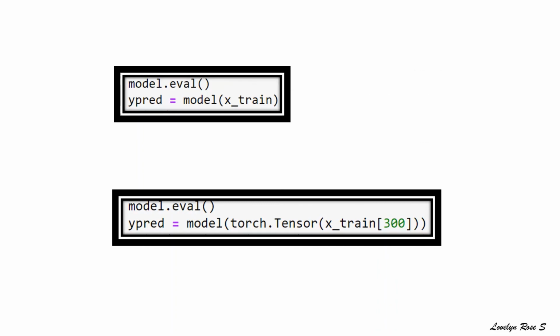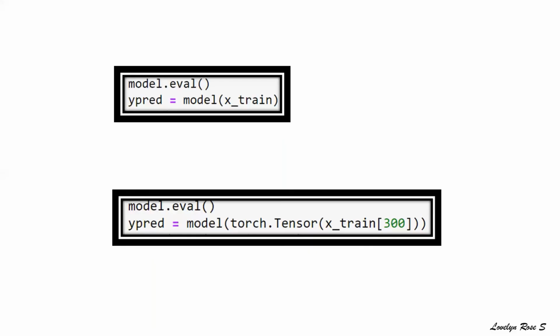So if you want to predict the values for all the values in a tensor, I can just give model of and the name of the tensor. And if I want a particular value, I can just convert that particular value into a tensor and try to predict the value. So this is the final requirement for prediction.